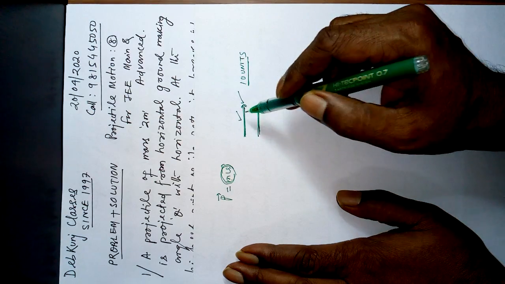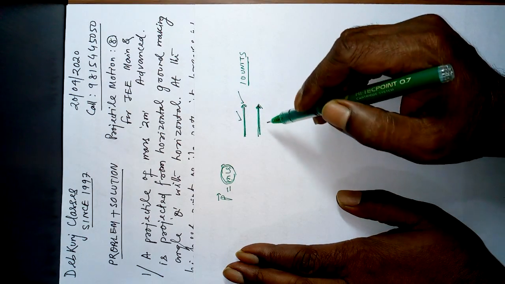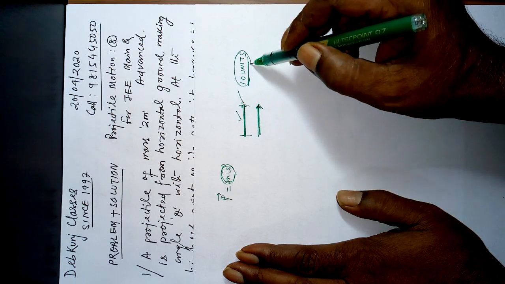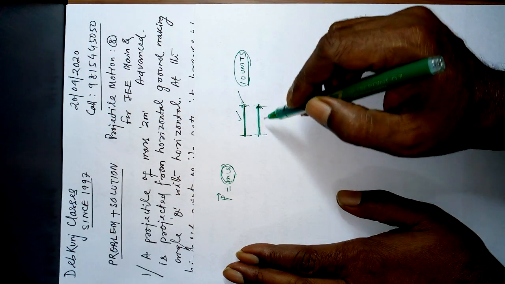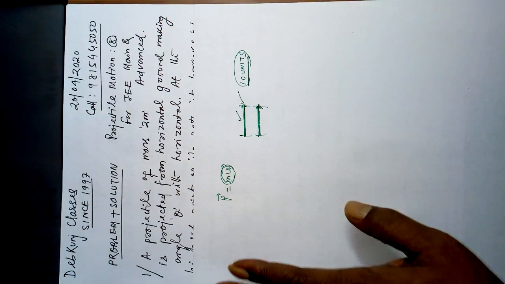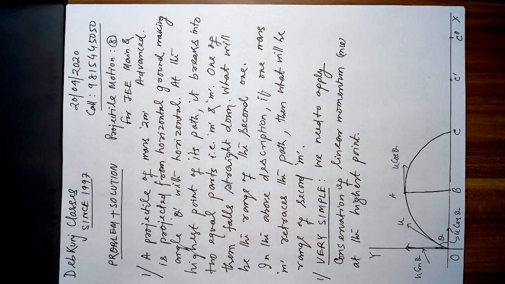Before the direction was this, and now the direction should be this. Before the magnitude was represented by this length, which is 10 units. Now it should also be represented by the same length of the same units. That is the conservation of momentum. Now let us go to the problem.